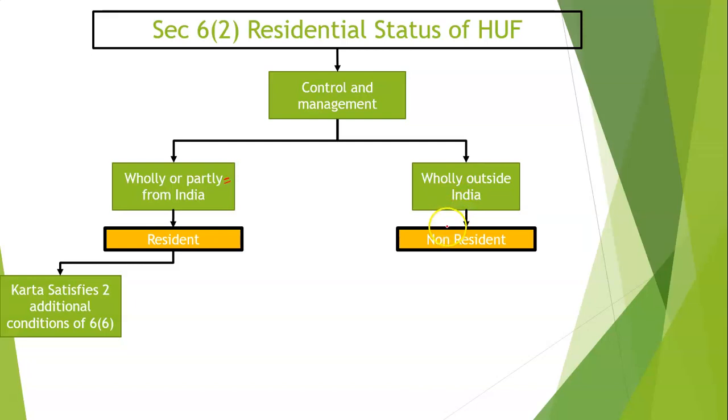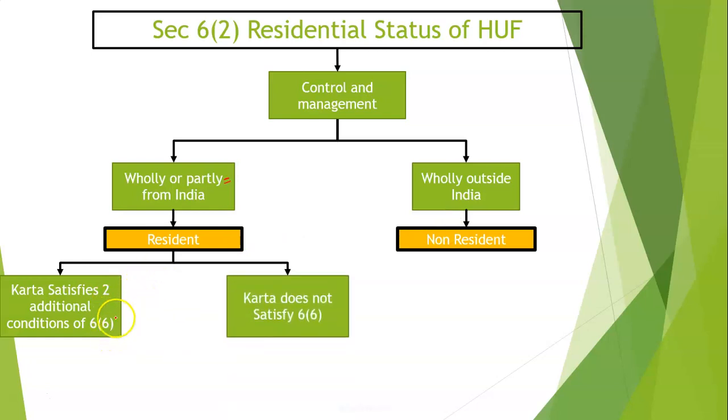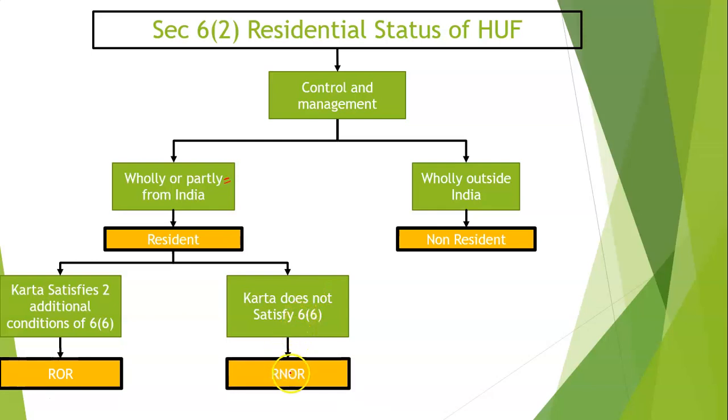That is, if you are a resident in India for 2 out of 10 years, or if you spent 730 days out of the last 7 years. So if that's the case, you become a resident, ordinarily resident, right? We saw this in the first part of our study. So if the Karta satisfies those 2 conditions, then the HUF will become an ROR. But if the Karta does not satisfy those 2 conditions, then the HUF becomes an RNOR.